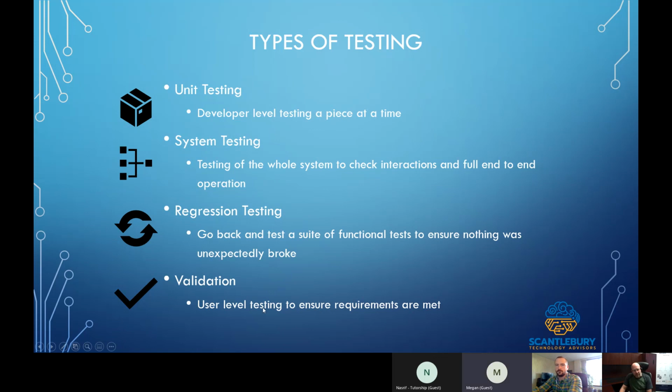And then there's another level of testing called validation. And this is more like user level testing. So maybe even the product manager is doing this to go, okay, does it work the way the user said? It's just confirming. You're not looking for bugs. You're just making sure that it worked the way it was supposed to based on the requirements.